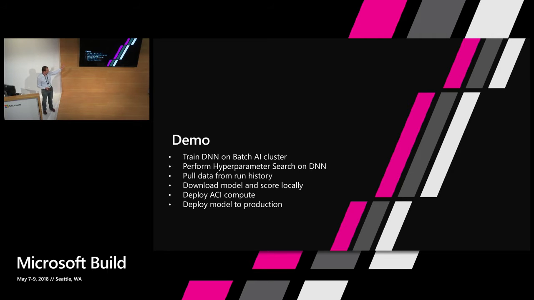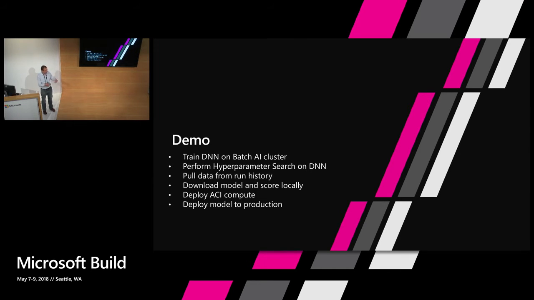We're going to train a DNN on a batch AI cluster. We're going to show you how to deploy a batch AI cluster first, and you can train on it. We're going to perform the hyperparameter search for that DNN. We're going to pull data from the run history, which is where we're logging all the runs that you make. And then we're going to download the best model, right? So it's like a typical flow.